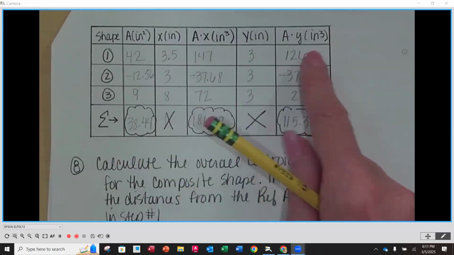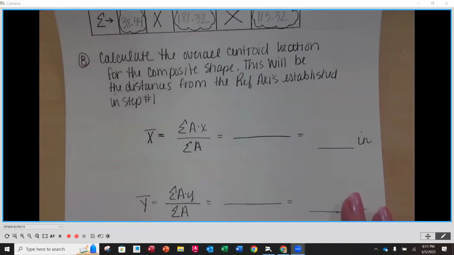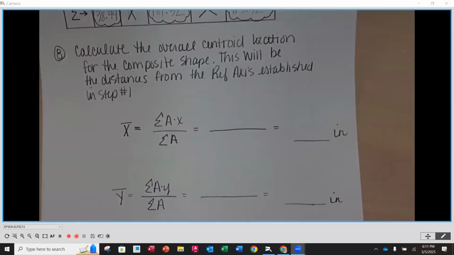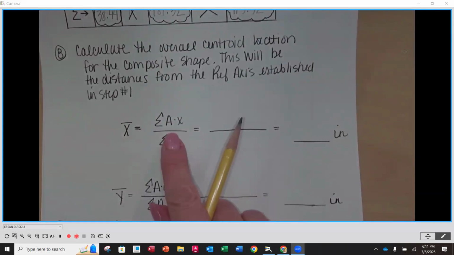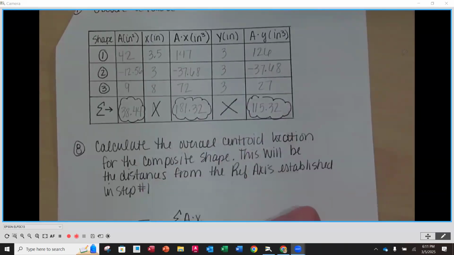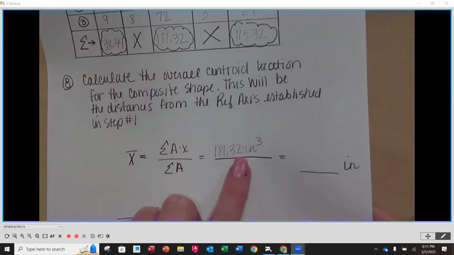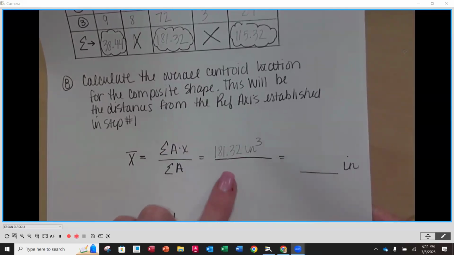Okay. Now we're going to go down and we're going to calculate those X bar and Y bars. So again, the overall total centroid locations for our composite area. So we're going to look to the summation of the A times the X's. So we're going to go up to our column here. This is 181.32, and you're going to add the units. This is inches cubed. Go in the top here. Divided by the total area.